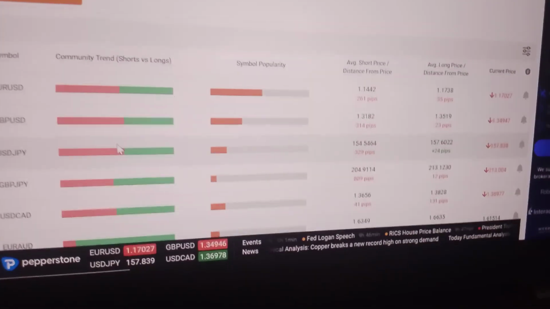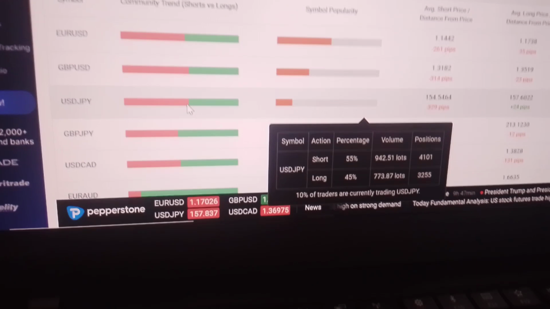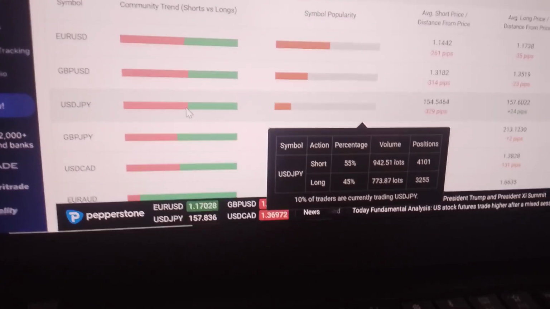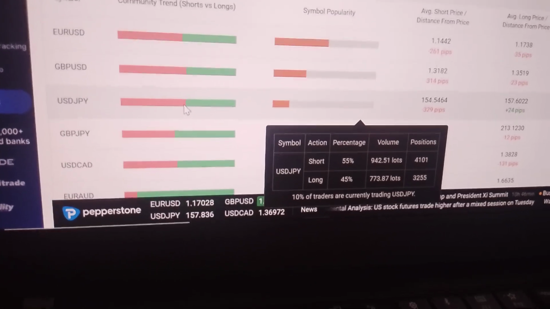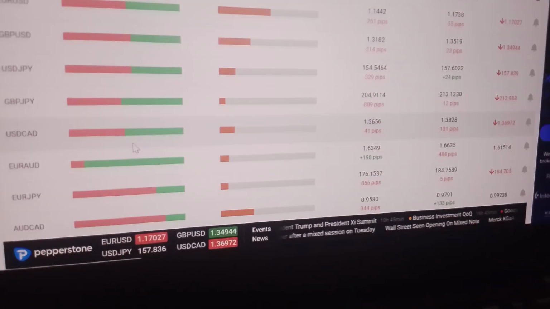Let's see the USD/JPY. As you can see, 55% on USD/JPY are going short. Long, we only have 45%. So what do you expect? You go with the minority.